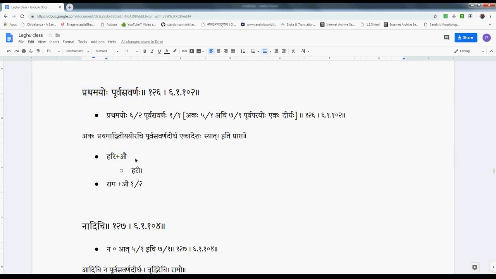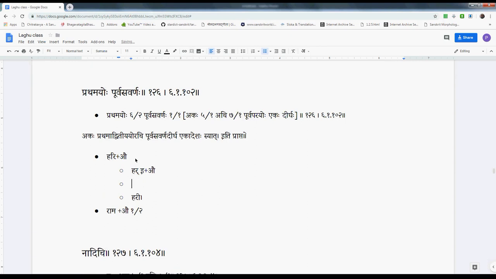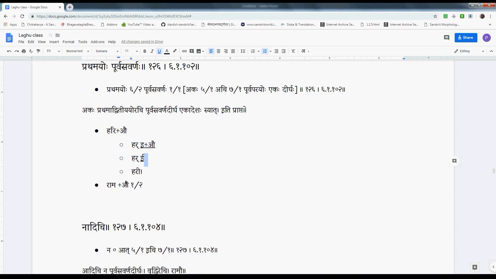So I'll just mention here what has happened in Hari. Har Ikara. Otherwise, we'll not know the example for this sutra. E. So that is the Ekadesha here. Both of these are replaced by one Ekara. So that's the example which Laghukara does not cover. So now we have covered Prathamayo Purvasavarna.